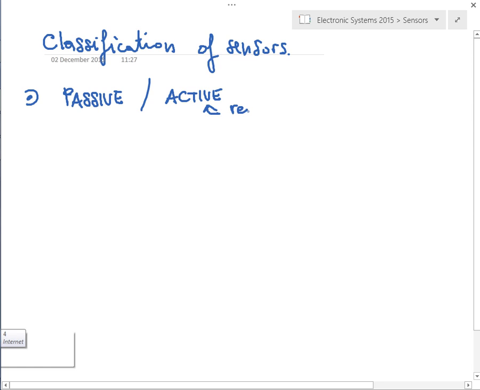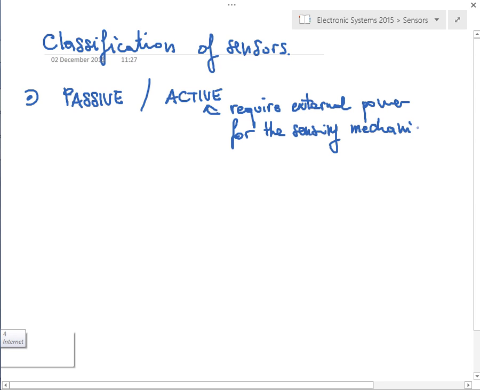The active sensors require external power for the sensing mechanism. I made an example already. This would be a radar, for example, or an ultrasound monitor, but also something much simpler, for example, a thermistor.